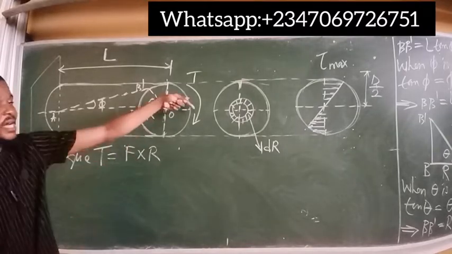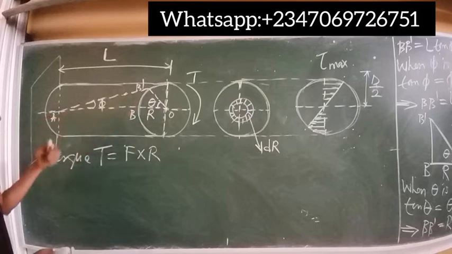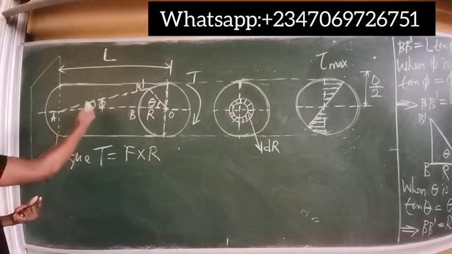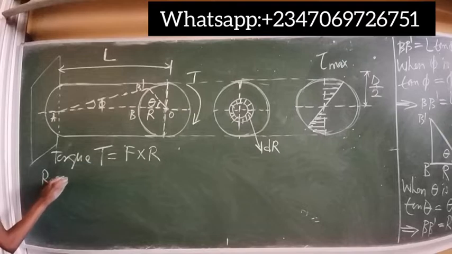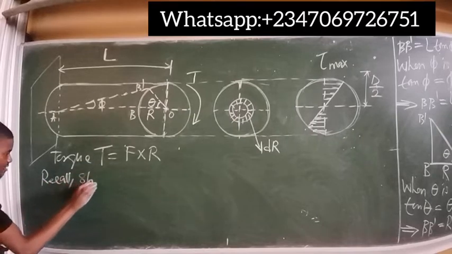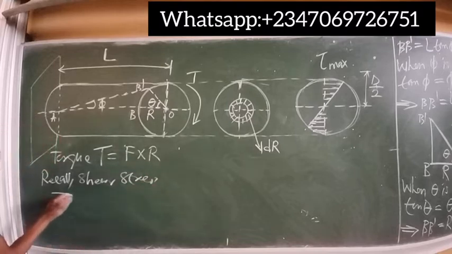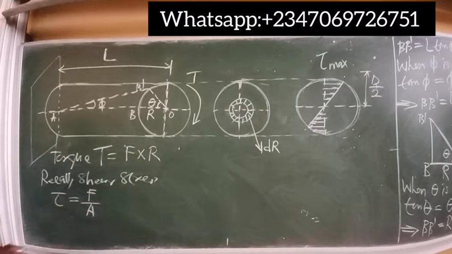So if that is the case, then what is the force? Now, we said this torque applied here causes a shearing of this portion. So that means we have a shear stress here, which we obtained in the first equation is equal to the shear strain. Recall that shear stress, which is simply tau, is force all over area.